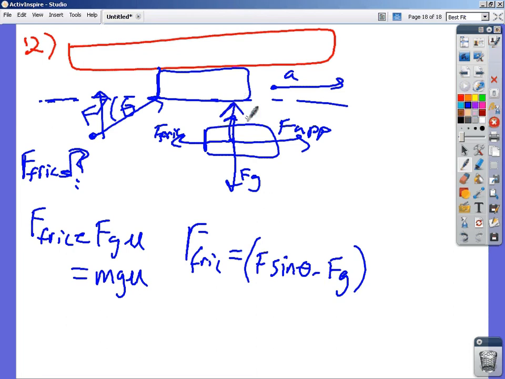Does everyone understand where I'm getting that from? Because I feel like I'm not explaining it very well. That force up is greater than that, because that's what's pushing it into the ceiling. So our net force upwards is going to be equal to the force we push the block into the ceiling with, F sine theta, minus gravity pulling down. Right? We got that. That force is what causes friction, so then you just stick a mu on the end.